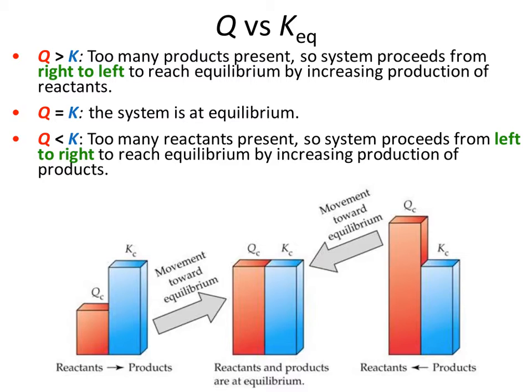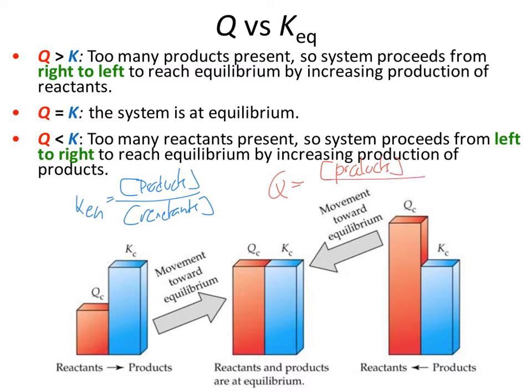Well, remember that if we look at K equilibrium, this is the concentration of our products over the concentration of our reactants. And same with Q. Q is the same thing, the concentration of our products over the concentration of our reactants. So, if our Q is bigger than our K, the only way that we can get a larger value is by having a larger numerator or a smaller denominator. What that means is that we've created a lot more products than we should have at equilibrium.